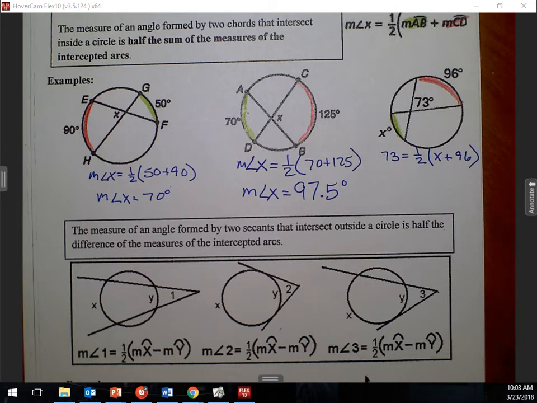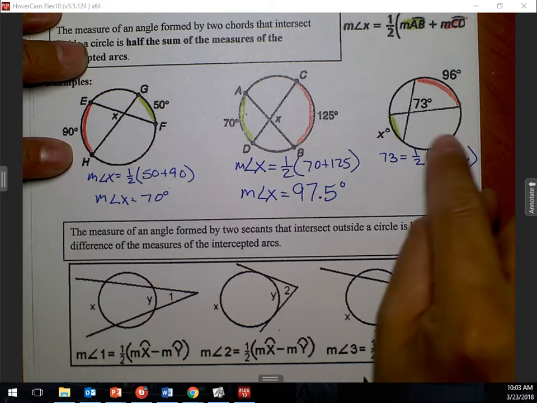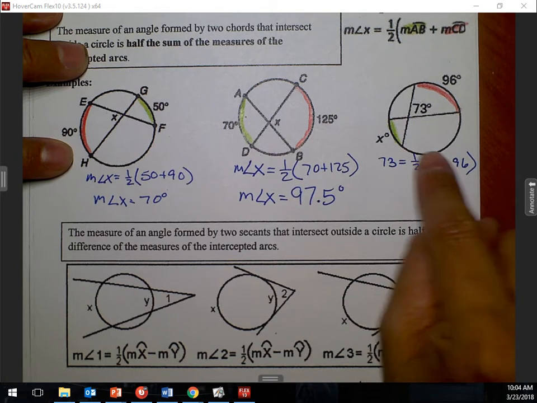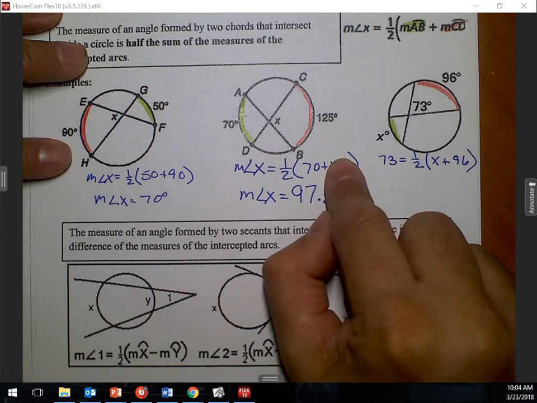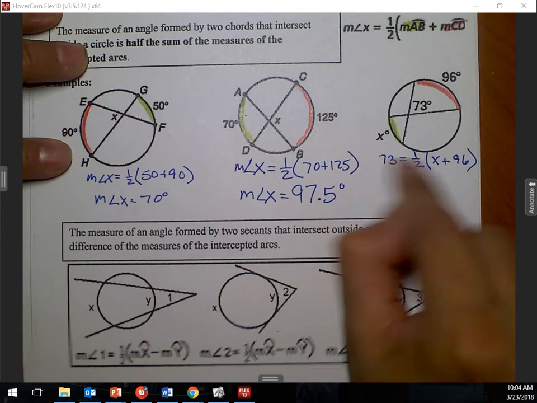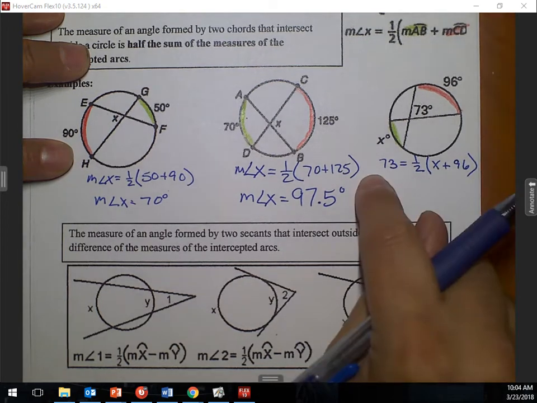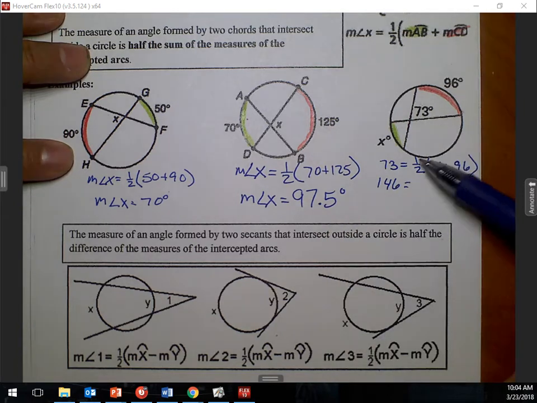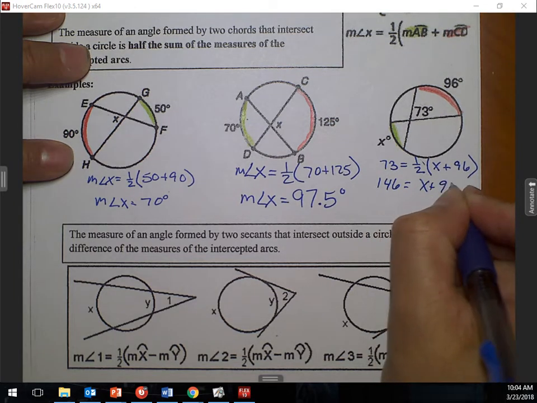So there's a 1/2 out in front of my variable, right? Now, how do I undo the 1/2? I don't want it over here on this side. I want to get rid of it. Multiply both sides of the equation by 2. So once I do that, over here on this side I should get 146 is equal to, what's going to happen to that 1/2? It's gone. So I'm left with x plus 96.